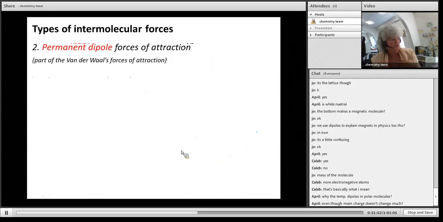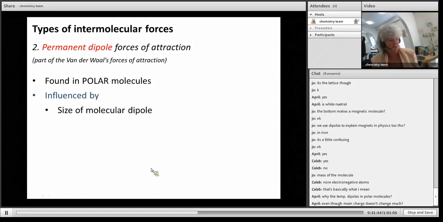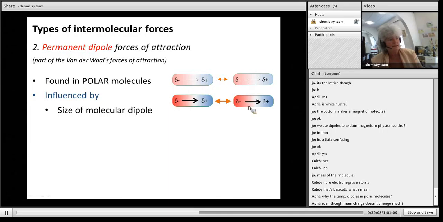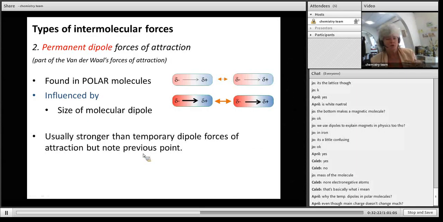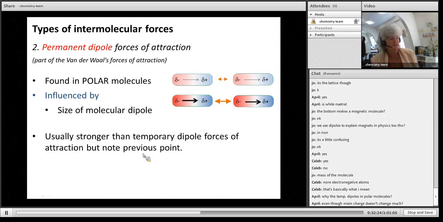Okay, so it's found in polar molecules, and it's influenced by the size of the molecular dipole. So here I'm trying to show not much separation in charge, small molecular dipole. Here, a big separation in charge, so bigger molecular dipole, so the force of attraction between them is much stronger. But of course, any polar molecule also has the temporary dipole forces of attraction.